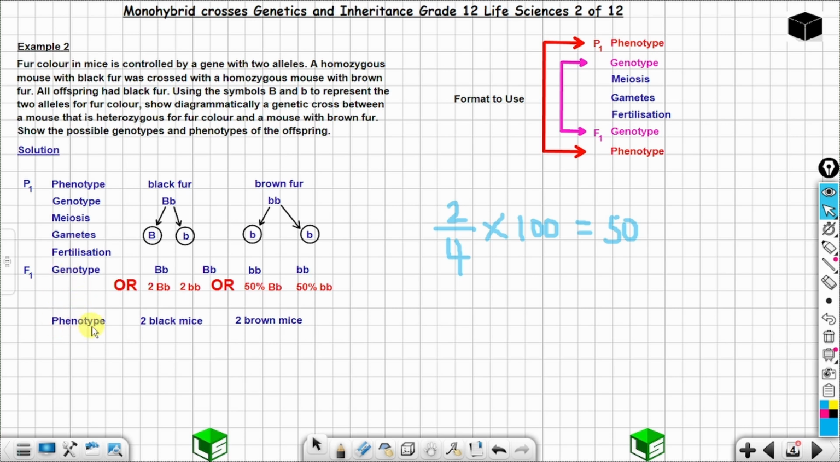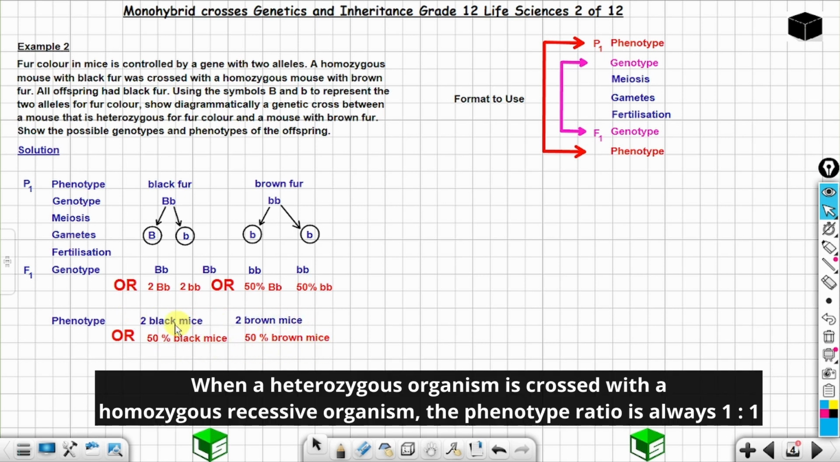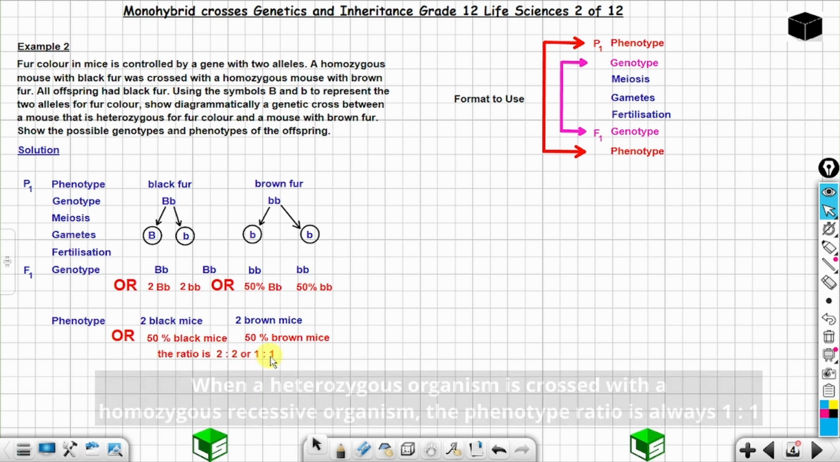So the phenotype can be given like this, or you can say you have 50% black mice and 50% brown mice. Depending on the question, you can give the ratio of this. If the question says give the ratio, you can say you have 2 is to 2, or, when you simplify, 1 is to 1. Okay, we are done.